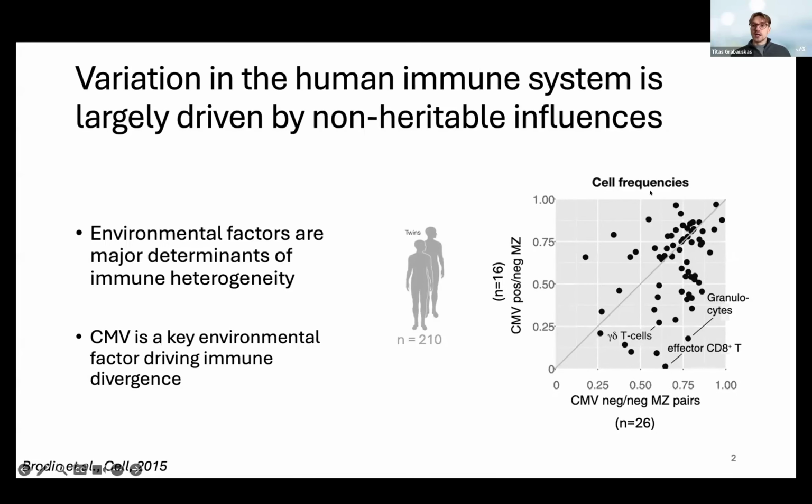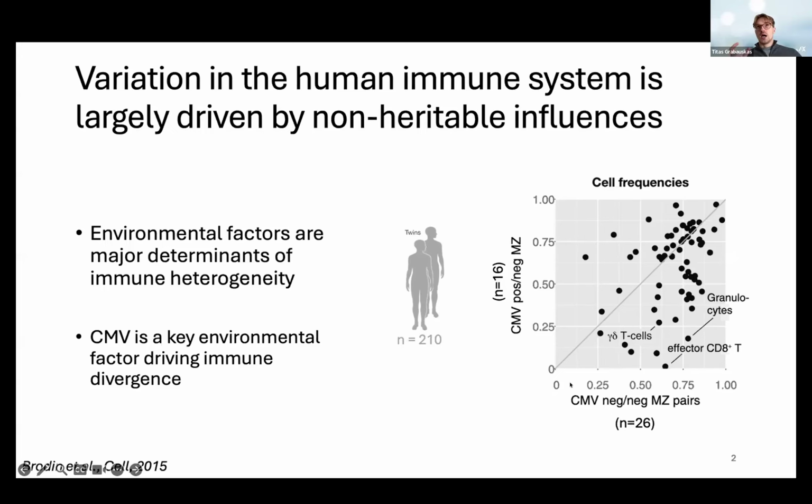So to illustrate this, here they show a figure with cell frequencies. Each dot here is a different cell frequency in the blood. On the y-axis, they are showing the correlation between monozygotic twin pairs that are discordant for CMV status, so one twin is CMV positive, the other one is CMV negative. On the x-axis are CMV concordant, CMV negative twin pairs.